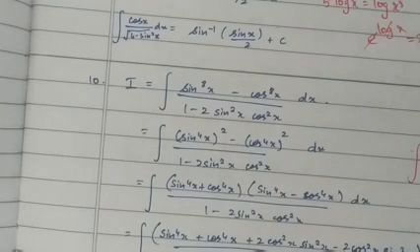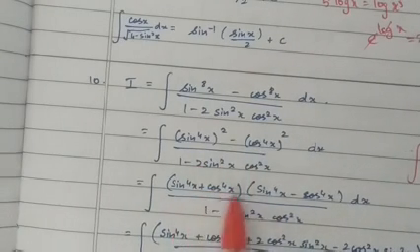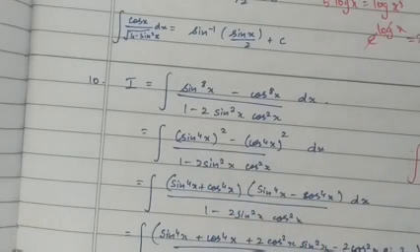Therefore, (sin^4 x) the whole squared minus (cos^4 x) the whole squared, into dx, divided by 1 minus 2 sin^2 x cos^2 x. Now this a squared minus b squared can be written as (a plus b) into (a minus b). That is the next step.